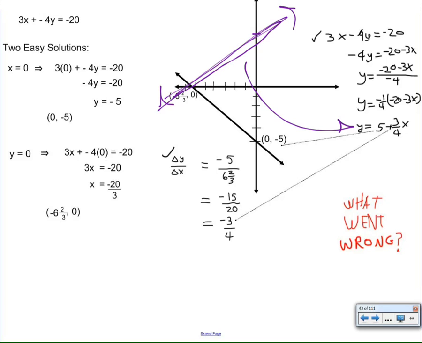So make sure you follow the whole process, start to finish, from finding two easy solutions and plotting them, to identifying the slope of the line you plotted and seeing that it matches your algebra when you solve for y. Do that and you'll be great.